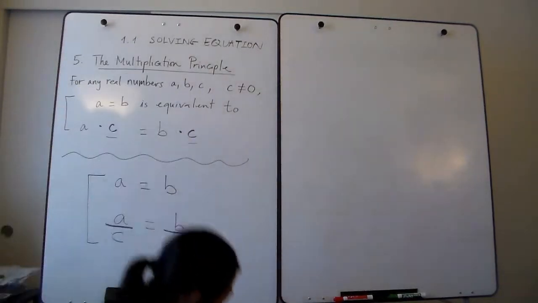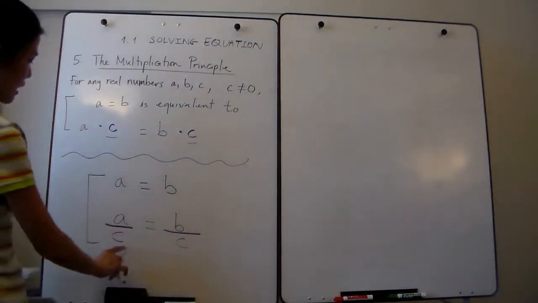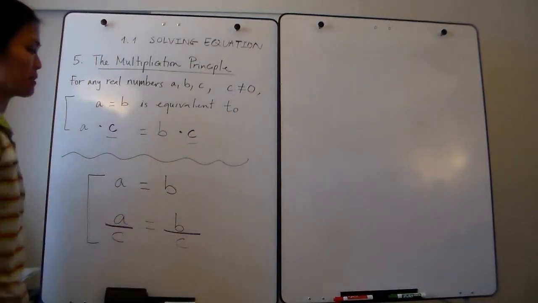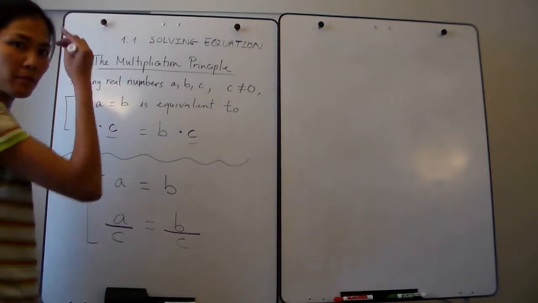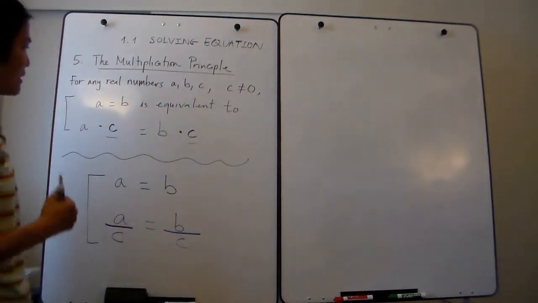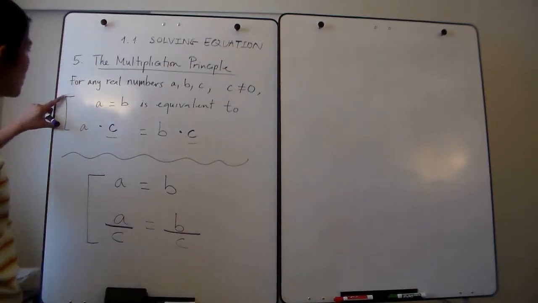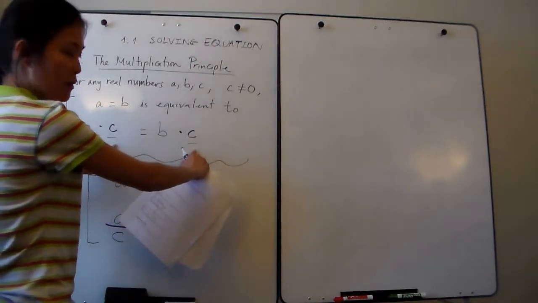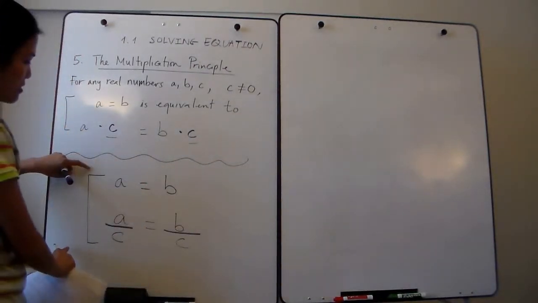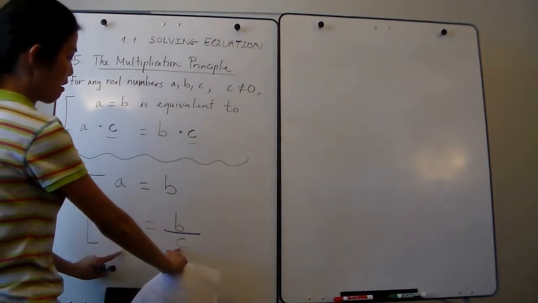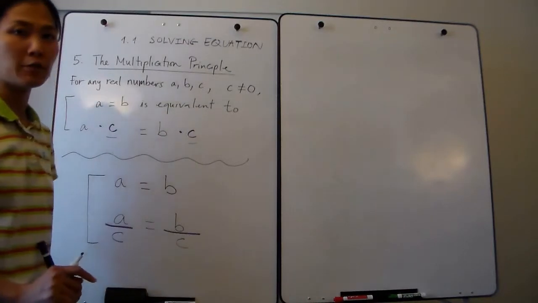Note that this constant c cannot equal 0 because anything divided by 0 is undefined. So make sure c is not 0. Let's recap. These two equations are equivalent because they are multiplied by the same constant on both sides of the equation. These two equations are equivalent because they are divided by the same constant on both sides of the equation.